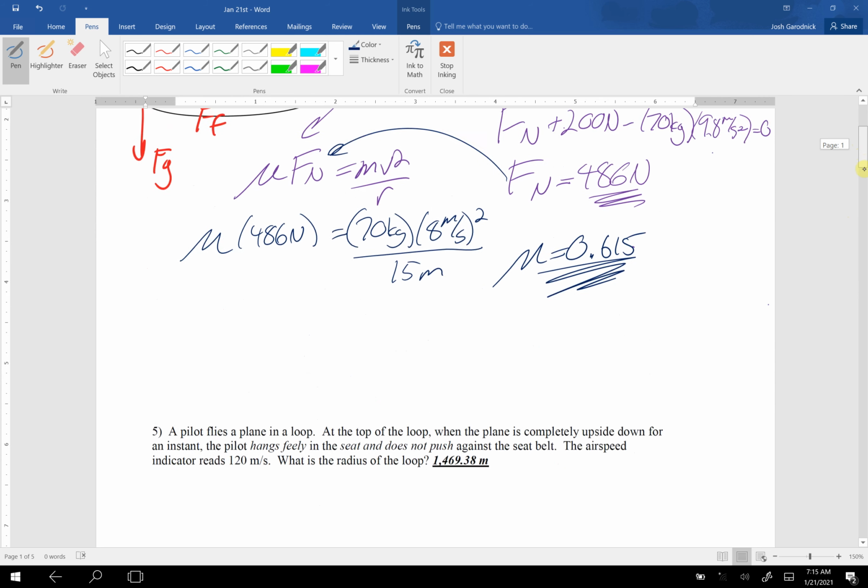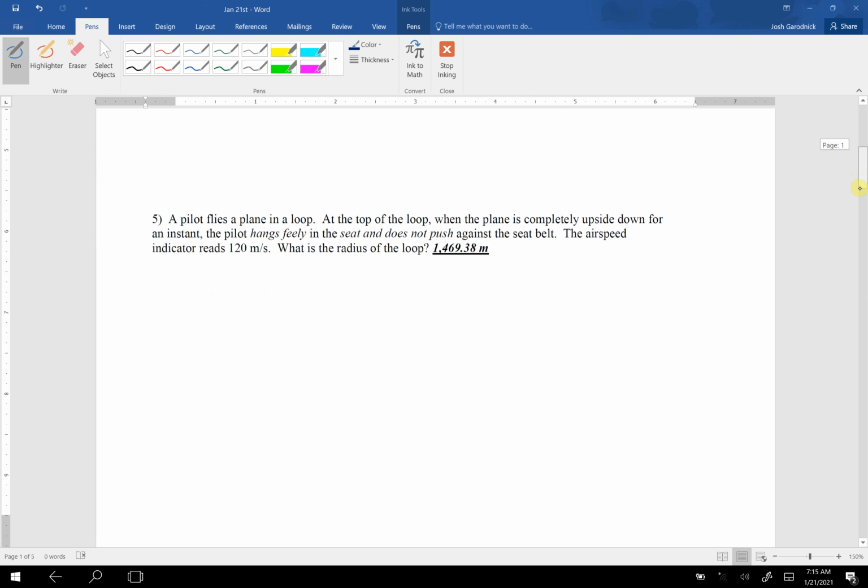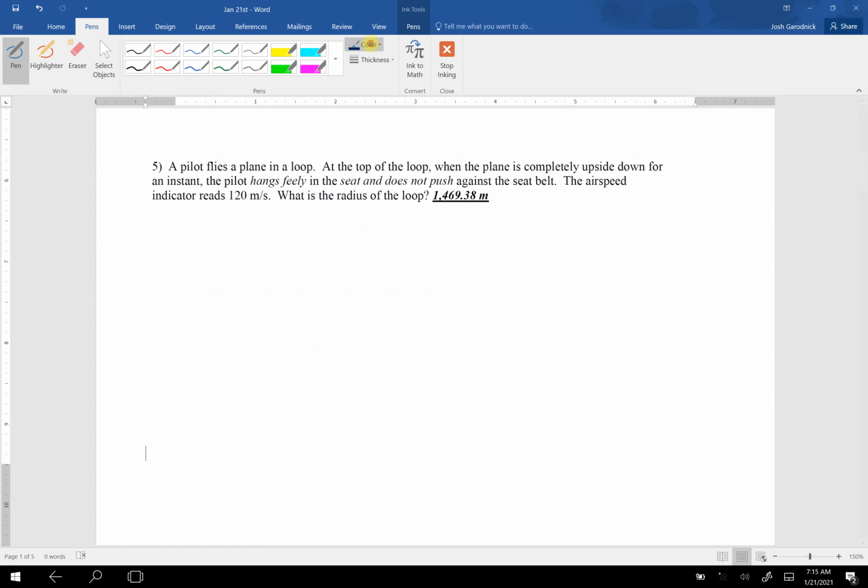All right, the next problem that some people get stuck on, which is why I'm addressing it, is number 5. And this is hangs freely in the seat. That means there is no normal force. Your free body diagram is at the top of the circle and it's just the force of gravity. This is that weightless problem.